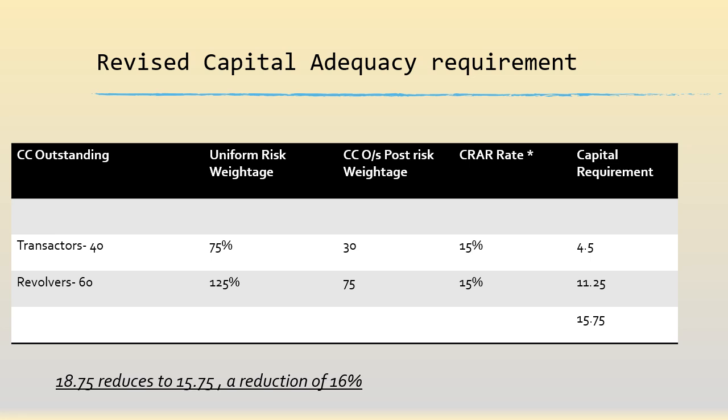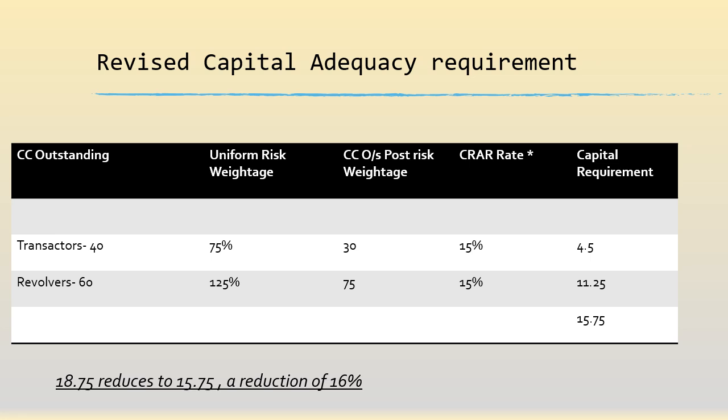How does the revised capital adequacy requirement work? As per this, the credit card outstanding is split based on the dues of the transactor users and the revolver users. Typically, for example, in State Bank credit card, they have a 40% transactor base and a 60% revolver base. Assuming that dues are also split in that ratio, for transactors, the risk weightage is reduced from 125 to 75, whereas for the revolvers, it still remains 125. So post applying the risk weightage, the transactor balance comes to 30, the revolvers is 75. After applying the CRAR rate of 15% uniformly, the capital requirement is 4.5 and 11.25. The total comes to 15.75.